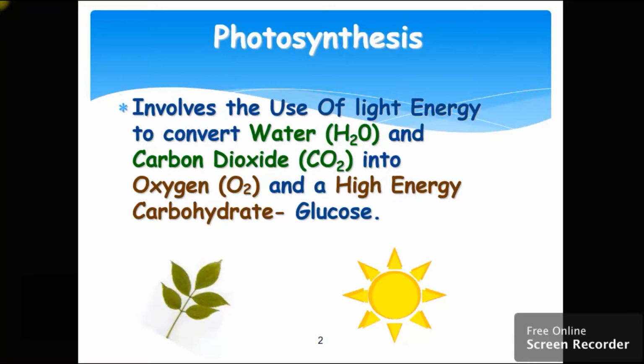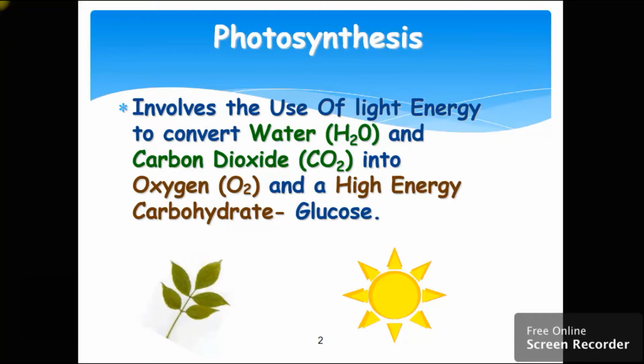How does all of life get energy? And I'm sure you recognize this title from biology class, photosynthesis. Yay! So there's a summary of photosynthesis: the use of light energy to convert water and carbon dioxide into oxygen and a high energy carbohydrate, glucose. And it's all about the glucose.